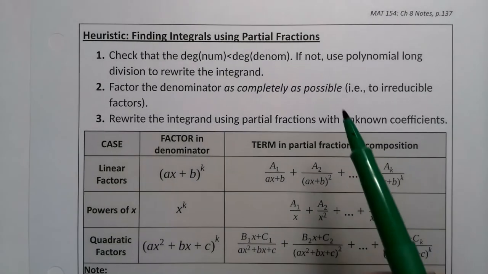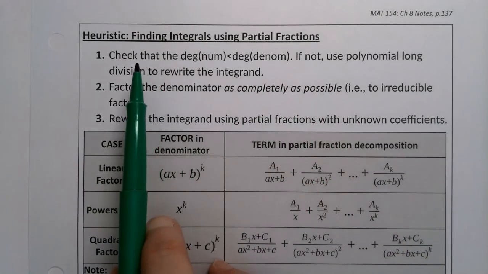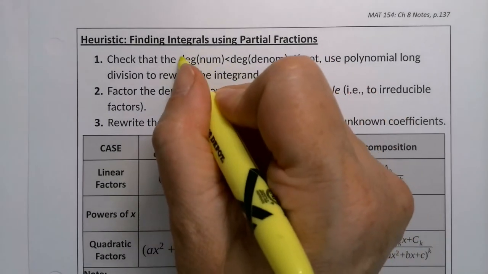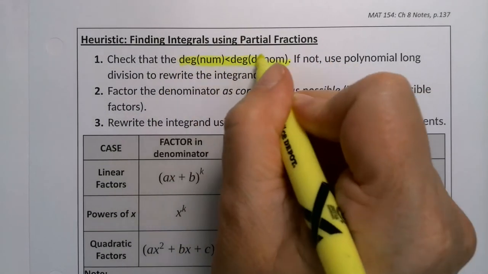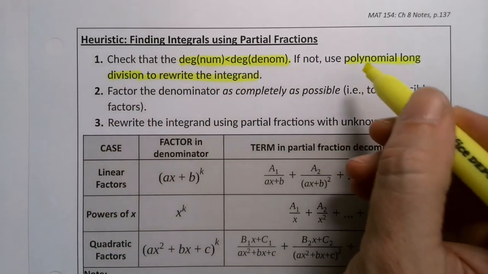So this is the technique or approach we're going to use to find those partial fractions. One, we need to check that the degree of the numerator is less than the degree of the denominator. It has to be. If it's not, then we will use polynomial long division, which I warned you was going to rear its head in this section. So we'll use polynomial long division to rewrite that integral if it's not.